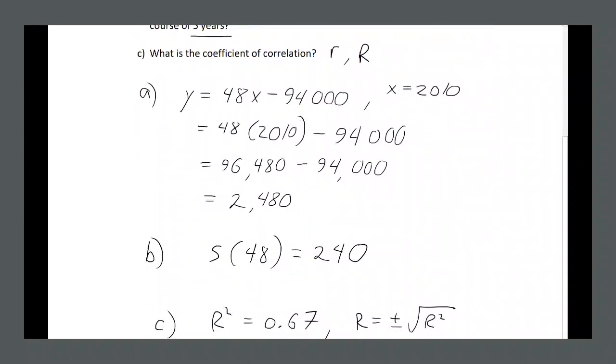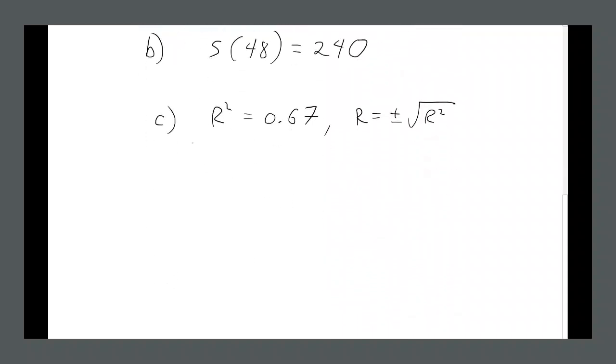So r is going to be the positive square root of 0.67, and that gives us 0.82 approximately, if we round to 2 decimal places. 0.82, which is a pretty strong positive correlation.